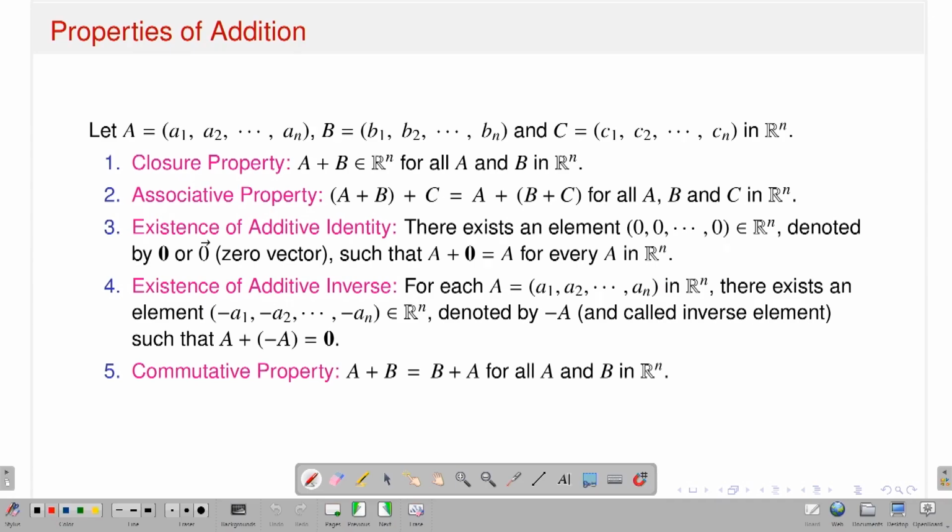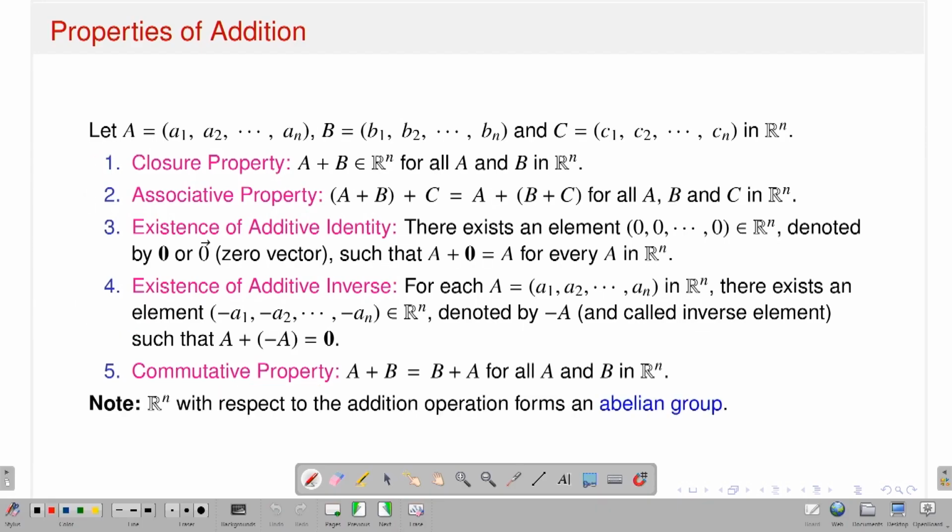Then the next property is the commutative property, that is A plus B equals B plus A for all A and B in Rn. In abstract algebra, a non-empty set with a binary operation satisfying the first four properties is called a group. If a group satisfies the additional property of commutativity, then it is called an abelian group. So, in abstract algebra terms, Rn with respect to the addition operation forms an abelian group, we can say.